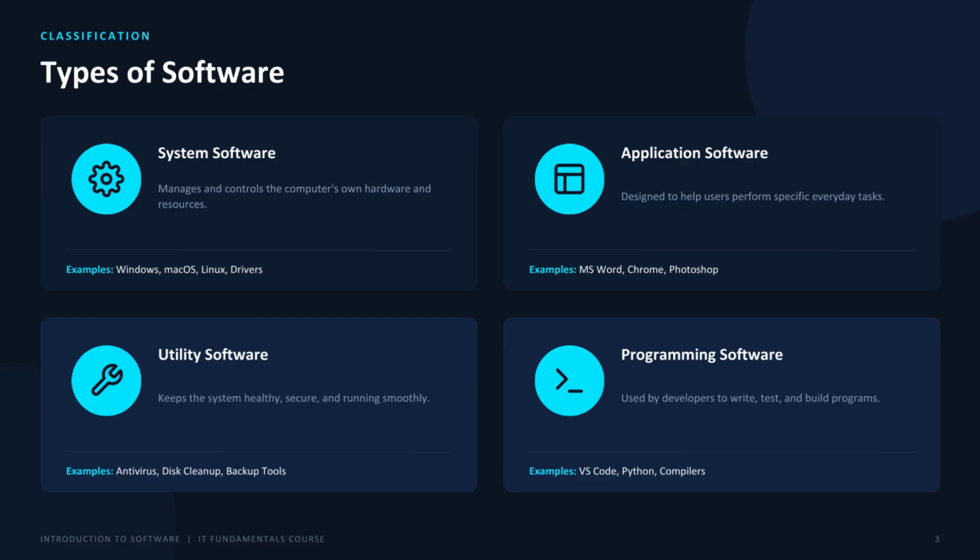Utility software keeps the system healthy, secure, and running smoothly. Examples: antivirus, disk cleanup, backup tools. Programming software is used by developers to write, test, and build programs. Example: VS Code and compilers.